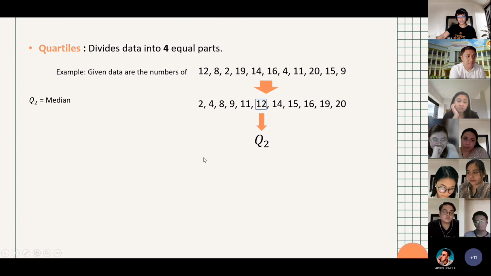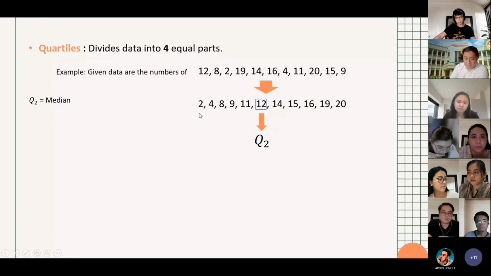So, let's go back to our example. 12 is our median here or our second quartile. Yes, sir. We can hear okay, you. Okay, okay, okay. Thank you. So, the next na gagawin natin is to find our first quartile naman. So, how do we do that naman?